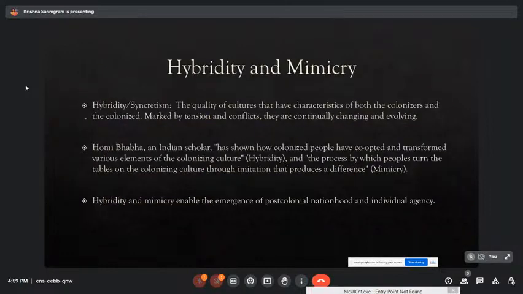Then comes hybridity, that is the quality of cultures that have characteristics of both the colonizer and the colonized. So here also we are discussing how hybridity comes in. It talks about the marked tension and conflicts, and continually changing and evolving. Homi Bhabha, an Indian scholar, has shown how colonized people have co-opted and transformed various elements of the colonizing culture in the form of hybridity and the process by which people are mimicking or imitating. So hybridity and mimicry enable the emergence of post-colonial nationhood and individual agency.